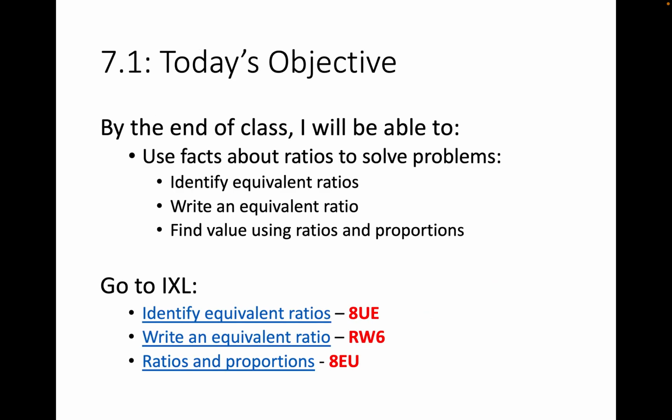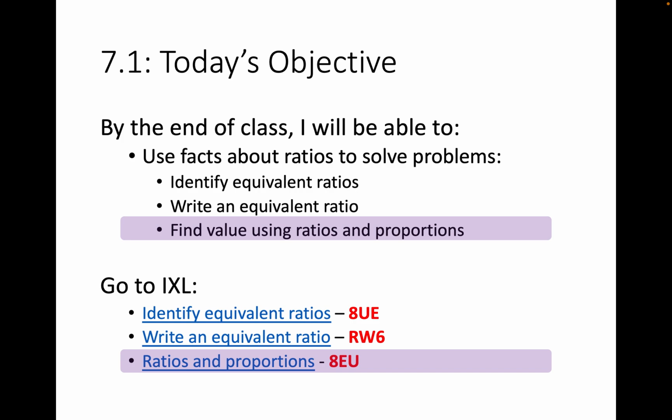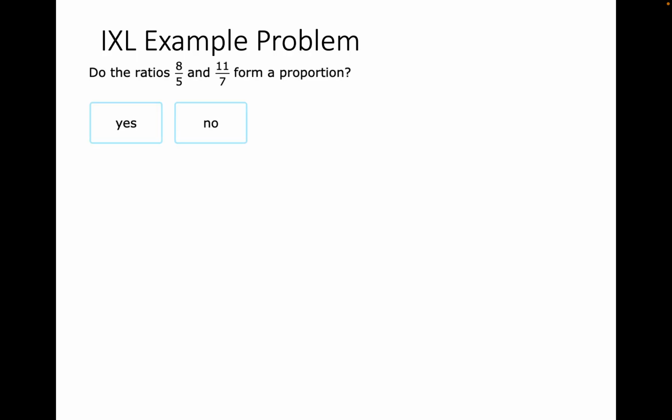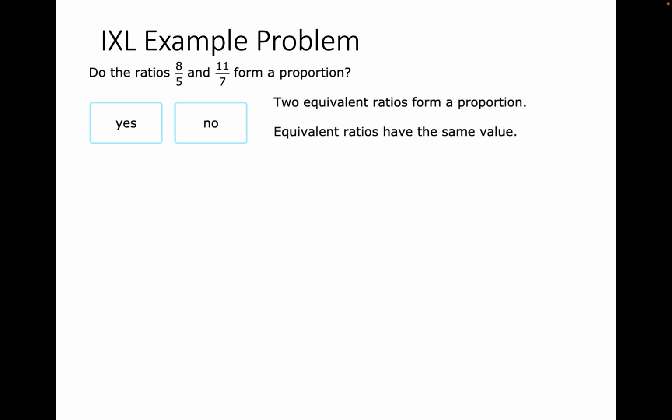All right, the final objective we have for today is to find the value using ratios and proportions. And we're going to do that with an example problem from IXL's ratios and proportions, the code of which is 8EU. All right, it's asking us, do these two ratios form a proportion, 8 over 5 and 11 over 7? They form a proportion if the equivalent ratios have the same value.